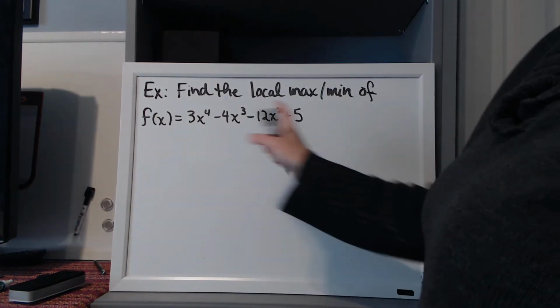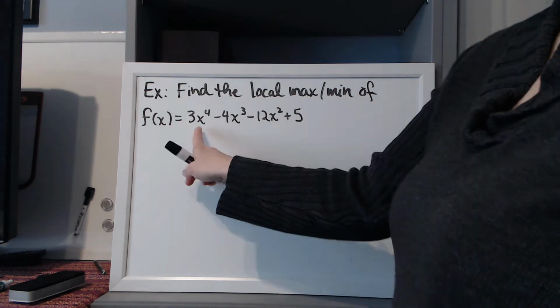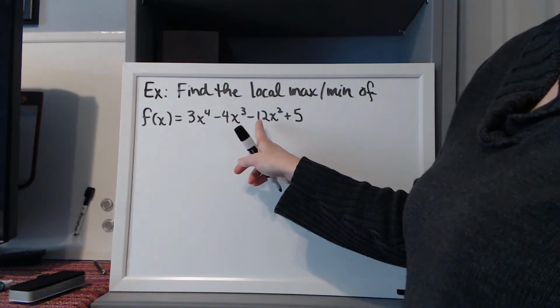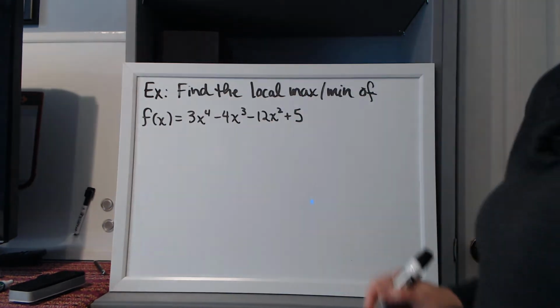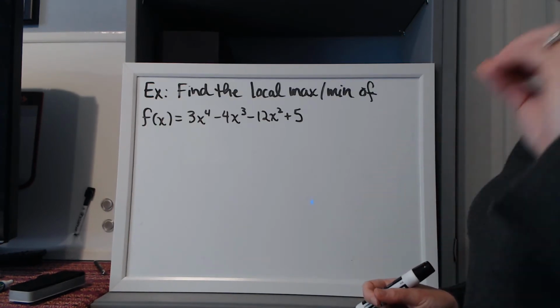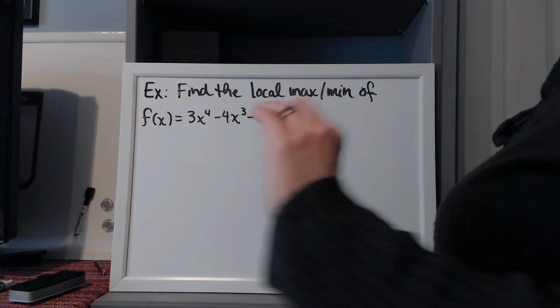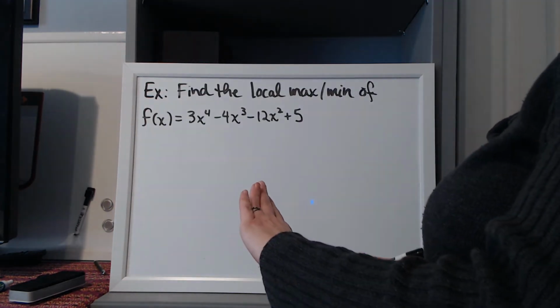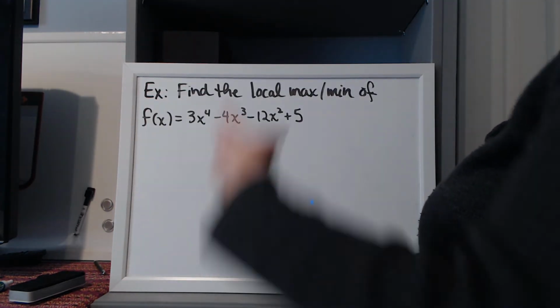Right, in this example, we're going to find the local max and local min of f of x equals 3x to the fourth minus 4x cubed minus 12x squared plus 5. And this is using the first derivative test, which tells us that we get a local max if the derivative changes from positive to negative, and a local min if the derivative changes from negative to positive.